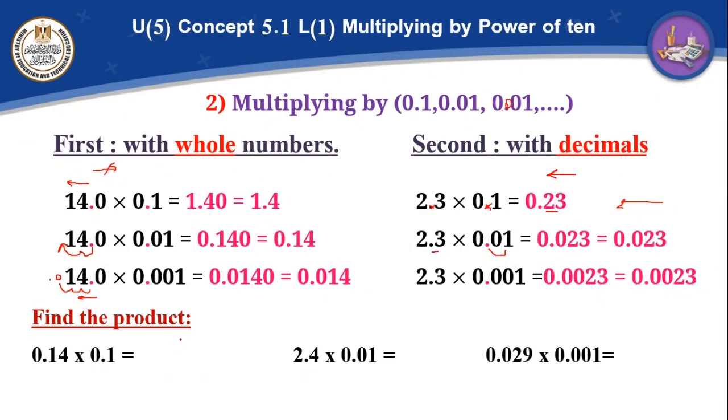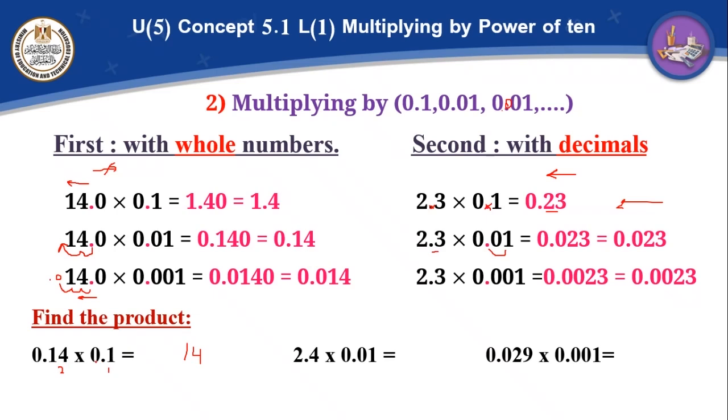Find the product. 14 by 1/10. How many digits are in the decimal part? Add one digit here and two digits here. 1 plus 2 equals 3. Then 1 by 14 equals 14. I write 14. But I must put a decimal point after how many digits? 3 digits.